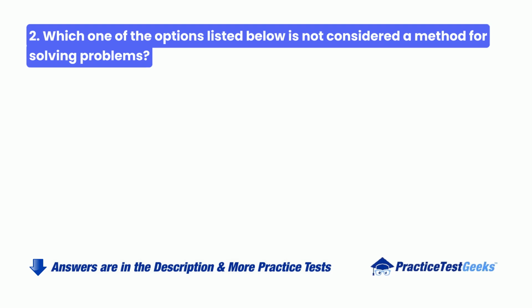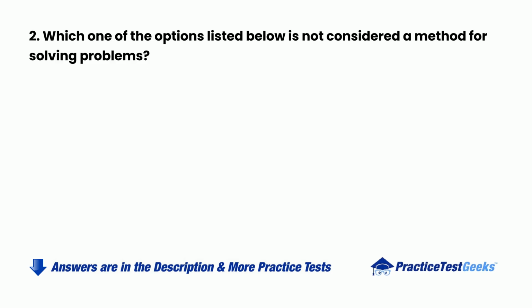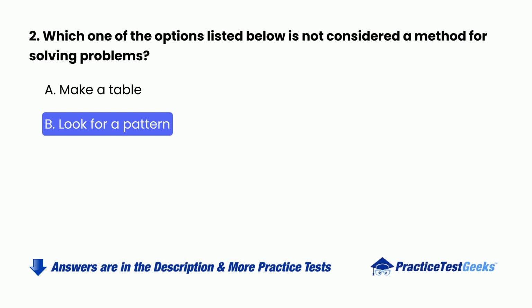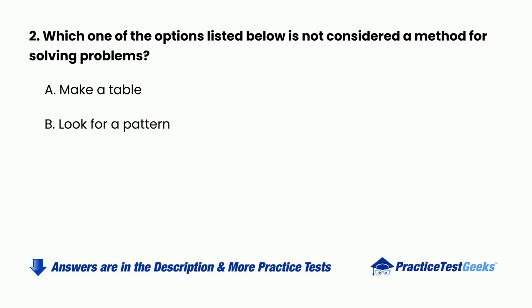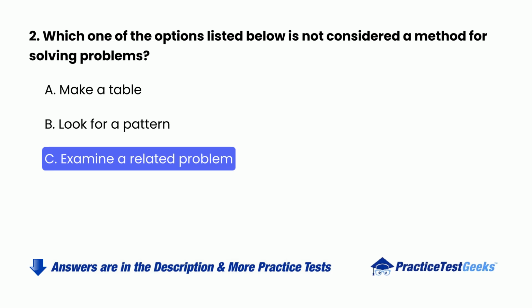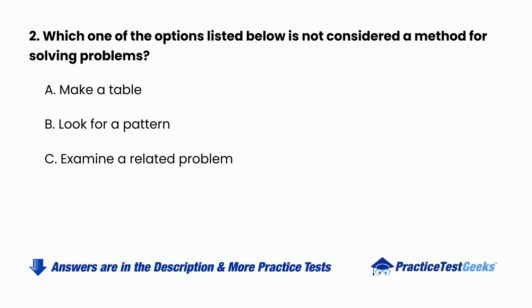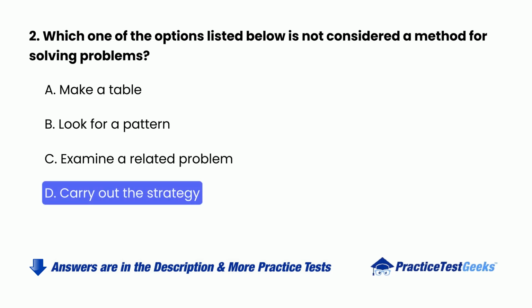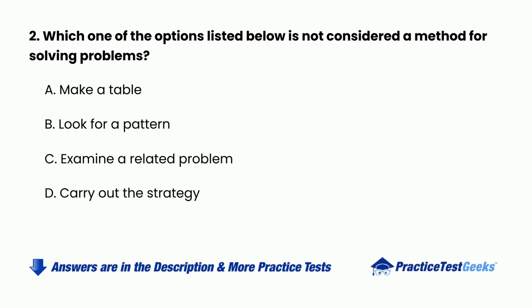2. Which one of the options listed below is not considered a method for solving problems? A. Make a table. B. Look for a pattern. C. Examine a related problem. D. Carry out the strategy.